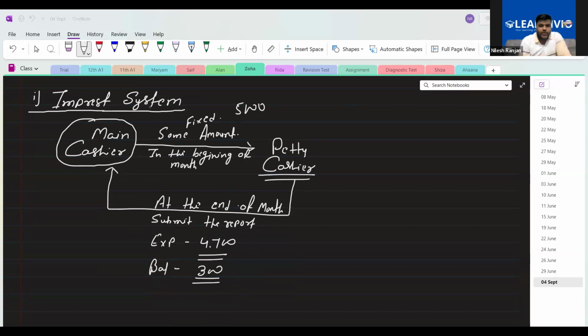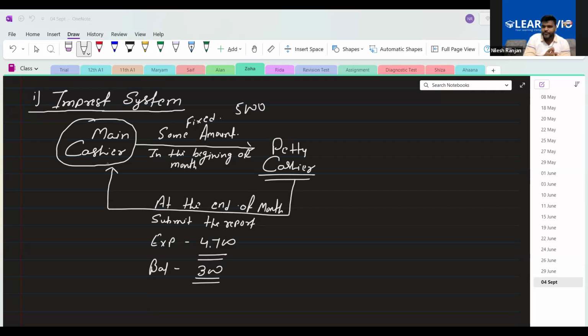So what will happen again? At the end of the month he is submitting the report. So at the end of the month, the main cashier will give the same amount that he has incurred, 4,700. So the main cashier will also give 4,700 so that in the next month he again has a fixed amount of 5,000.